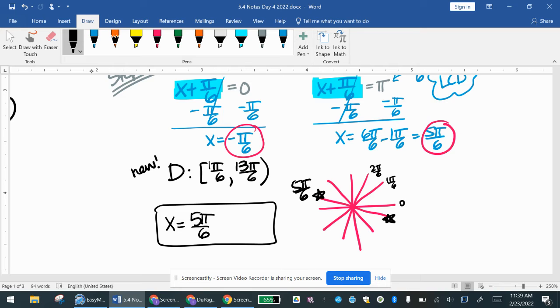But look at where negative pi over 6 lands. It's in quadrant 4. So if you keep counting from 5 pi over 6, 6 pi over 6, 7 pi over 6, etc., you can get to 11 pi over 6, and that one is coterminal, meaning it lands in the same spot as negative pi over 6. So even though we couldn't give negative pi over 6 as an answer, we can give 11 pi over 6 because that is within the domain, right? That's smaller than 13 pi over 6. So those are your final answers.